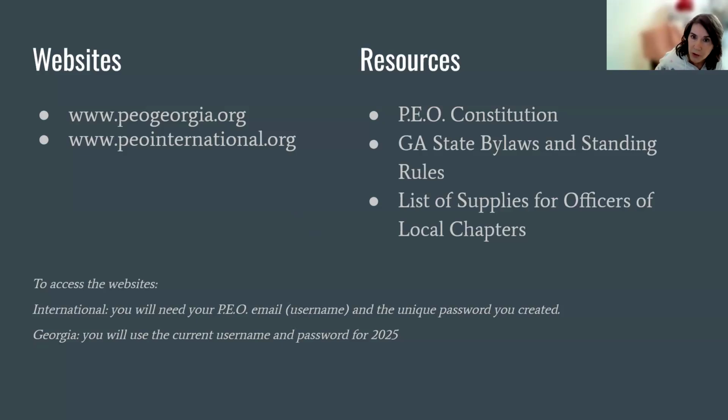Some of the resources you will find on the websites are the P.E.O Constitution. That can be found on the international website, and it has duties for each officer. The Georgia bylaws can be found on the Georgia website, and that will give duties of each officer as defined by Georgia, a couple little additional items, and then the list of supplies for local chapter officers is on the international site.